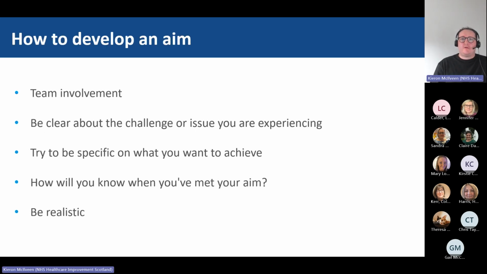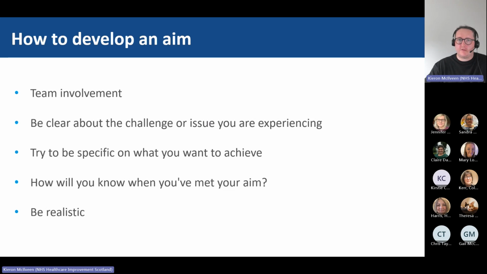So how do we develop an aim? There are three things to remember when we're looking to develop an aim. We want to keep it small, keep it manageable, and make sure that it's measurable. Team involvement from the start is critical for the success of your aim. When you include everyone in defining and working towards the aim, it fosters a sense of collaboration and shared responsibility. This helps to build a culture where everyone feels their input is valued and where their ideas are freely exchanged.